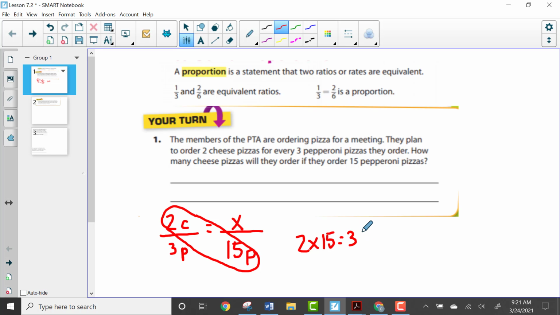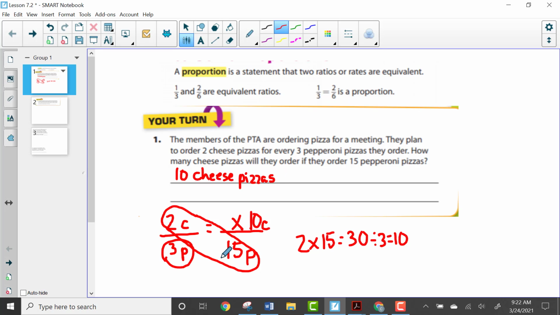So we take 2 times 15. That's going to give us 30. Then the next step is you divide by the number that you did not cross multiply with. You divide by that other number. Divide that by 3, and that will give you 10, and that gives you the missing amount of cheese pizzas for this problem. So how many cheese pizzas will they order if they order 15 pepperoni pizzas? 10 cheese pizzas. We'll write that down for number 1 here.